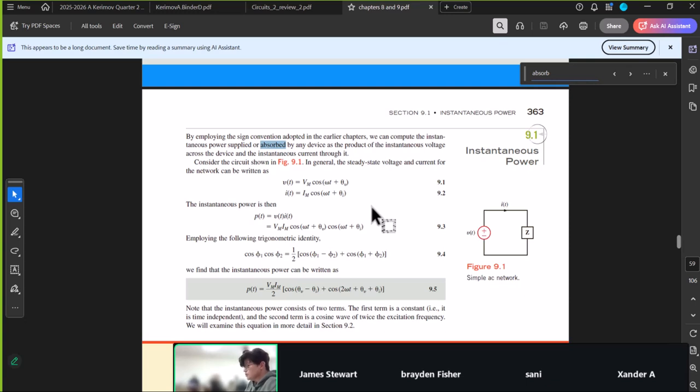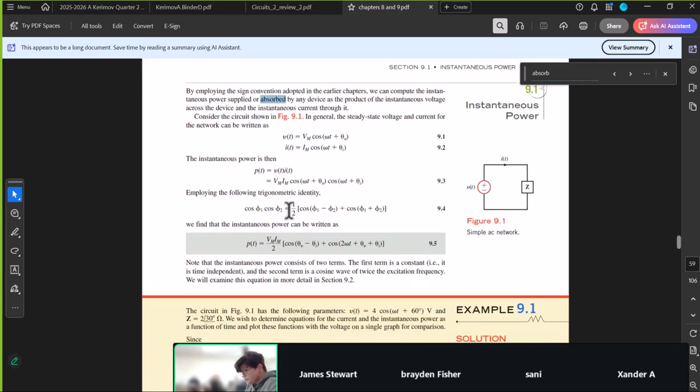A resistor is going to absorb. But if I want to find the power for the power source, I'm going to want to find its voltage and its current, and I get that power is still going to equal the voltage times the current.